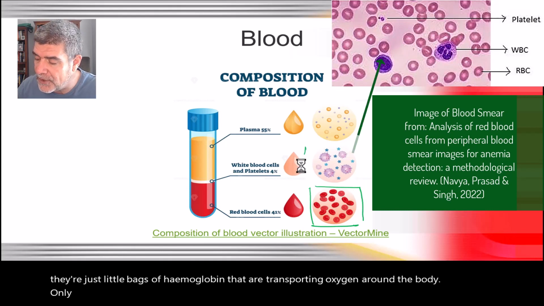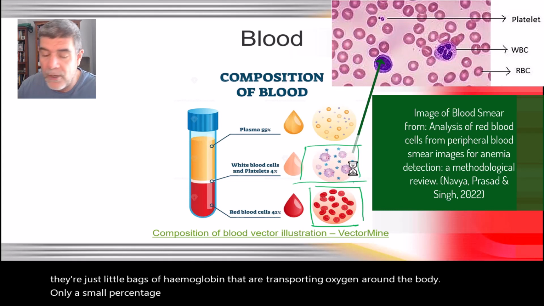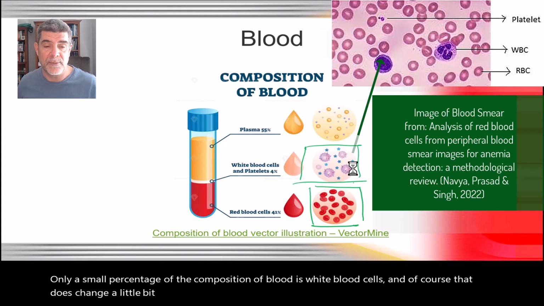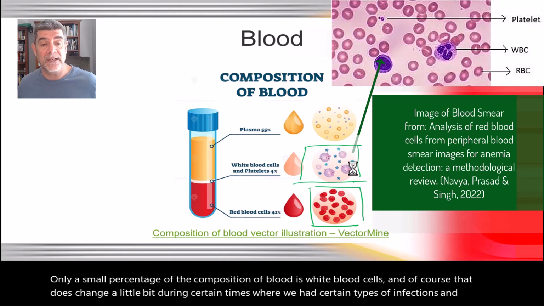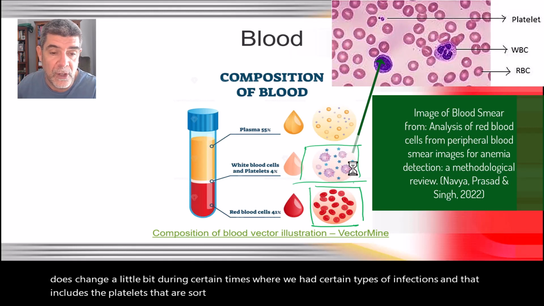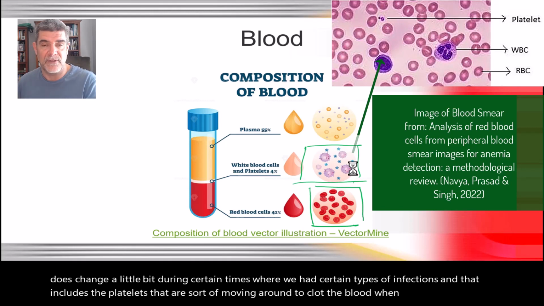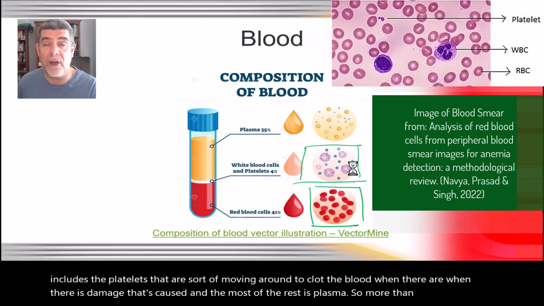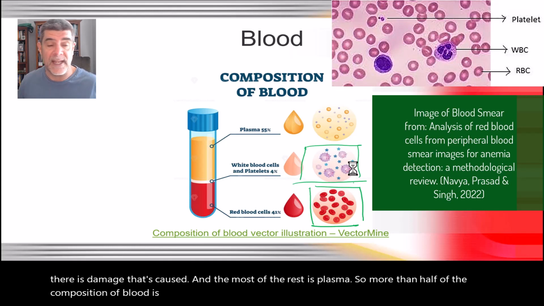Only a small percentage of the composition of blood is white blood cells. And of course, that does change a little bit during certain times where we've had certain types of infections, and that includes the platelets that are sort of moving around to clot the blood when there's damage that's caused. And then most of the rest is plasma. So more than half of the composition of blood is plasma, and that's that liquid component that contains all those other goodies.